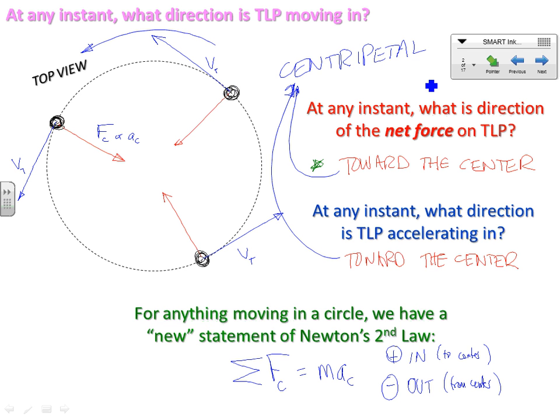Again, top view. If the force that was making this thing accelerate towards the center instantaneously stopped or just went away, the object would move in this direction. It would move tangent to its location on the circle. Big deal there.